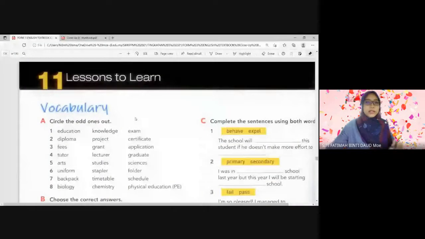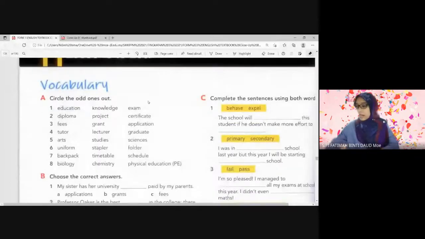Alright, vocabulary about lessons to learn. The first one, circle the odd ones out. And then after this, you tell me why you circled the word. Okay? So circle the odd ones out. Odd means the strange one. The word doesn't belong to the group.